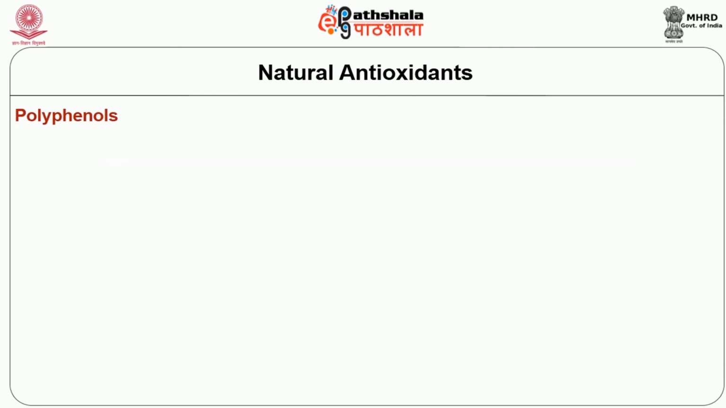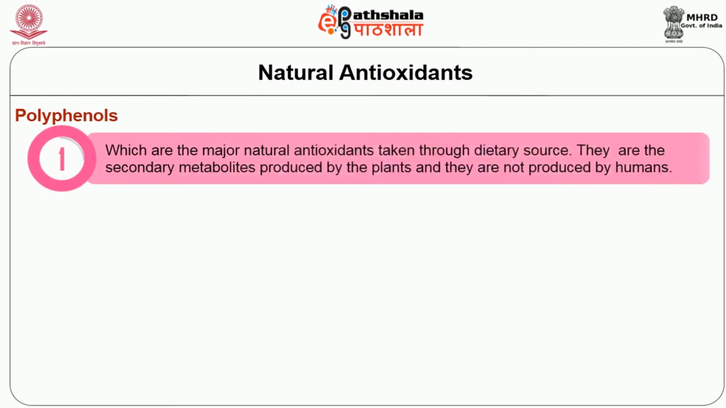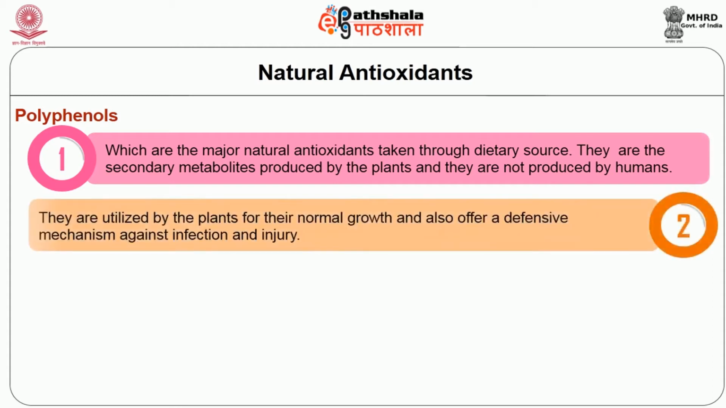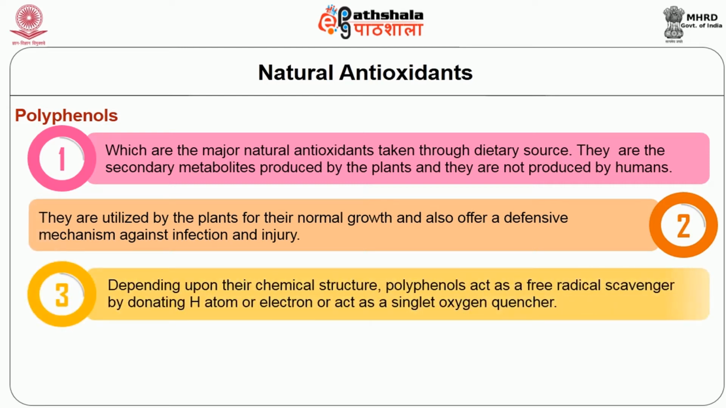Now we will see some of the examples of natural antioxidants. One example is polyphenols, which are the major natural antioxidants taken through dietary sources. They are secondary metabolites produced by the plants and are not produced by humans. They are utilized by the plants for their normal growth and also offer a defensive mechanism against infection and injury. Depending upon their chemical structure, polyphenols act as a free radical scavenger by donating a hydrogen atom or electron or act as a singlet oxygen quencher.